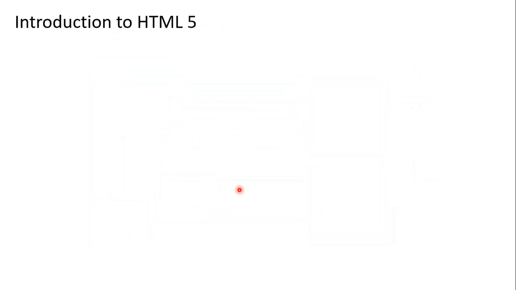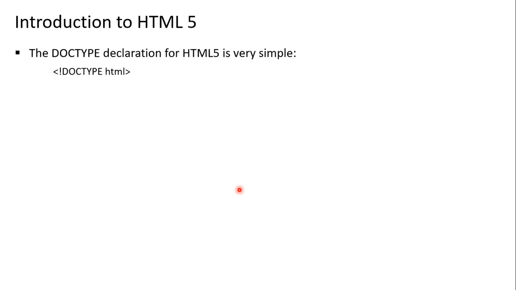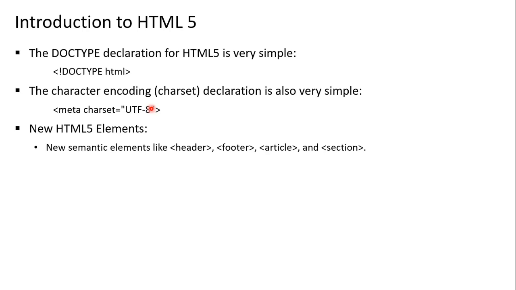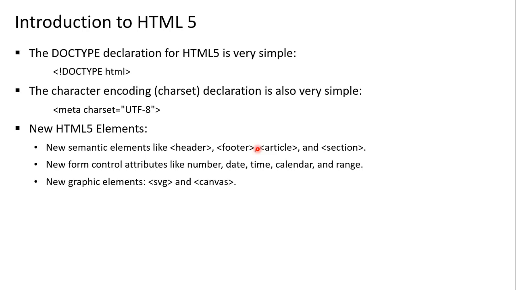Introduction to HTML5. The doctype declaration for HTML5 is very simple. The character encoding declaration is also very simple. We have to write meta charset UTF-8 for HTML5. New HTML5 elements: new semantic elements like header, footer, article and section. So these all are new in HTML5. New form control attributes like number, date, time, calendar and range. Graphics are SVG and canvas.